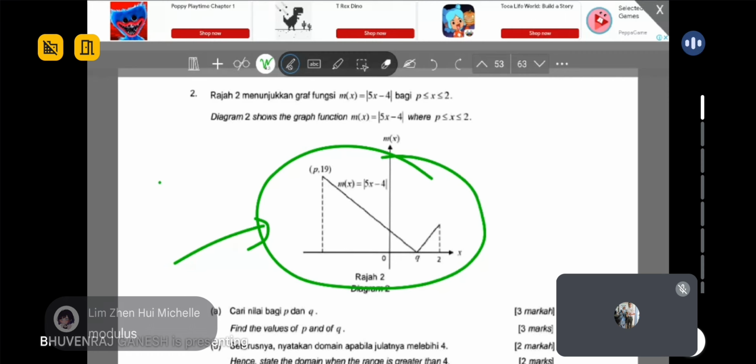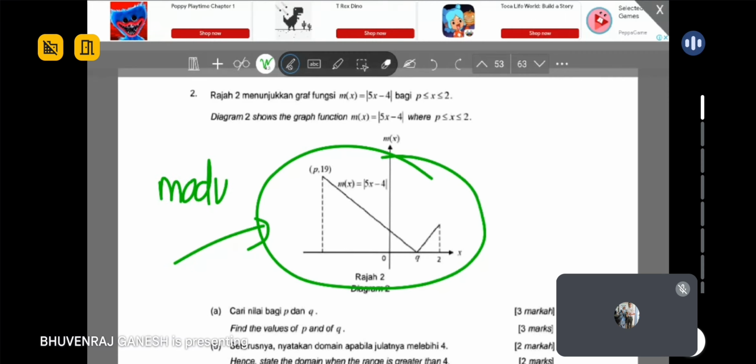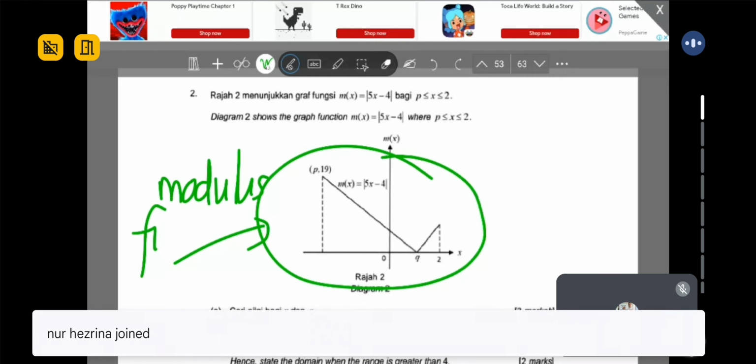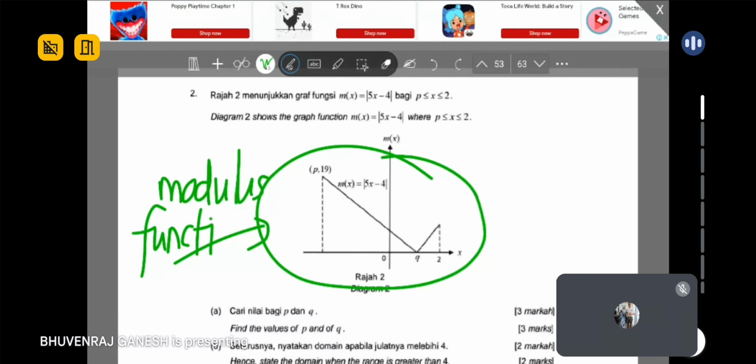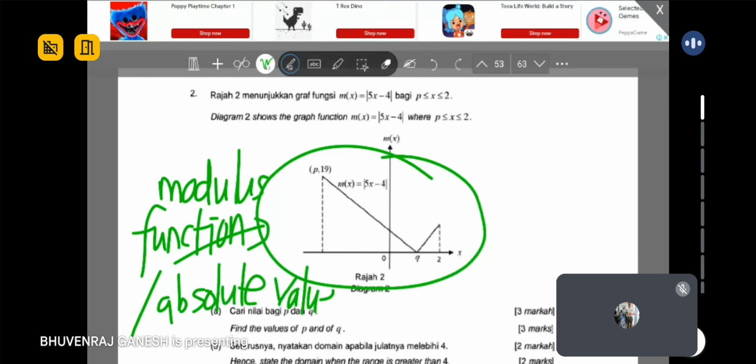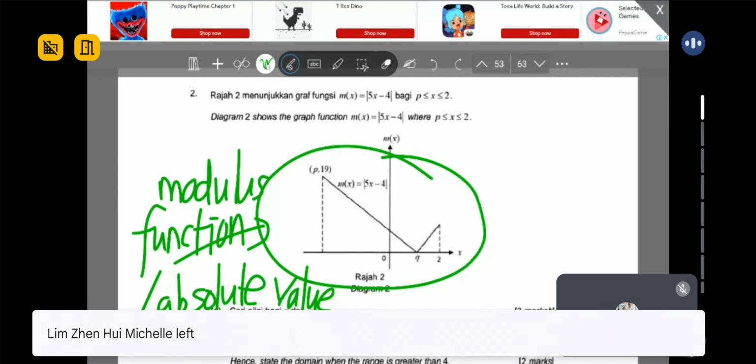Yes. Okay, we call this as modulus function. Am I right? Ataupun dalam BM, kamu boleh panggil dia sebagai fungsi mutlak lah. Okay, in English you can also call it as absolute value function. Okay, this is another word, absolute value. Okay, untuk BM fungsi mutlak. Okay, so basically all the values here must be positive. Okay, semua nilai kena positif. This is what you must understand here.